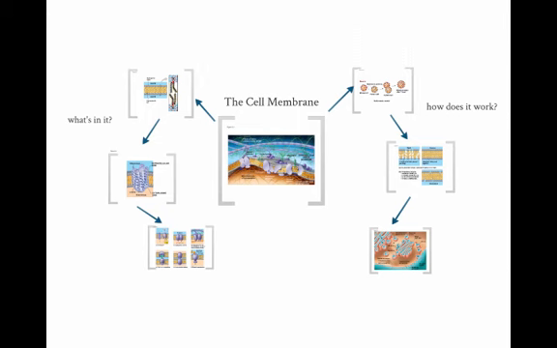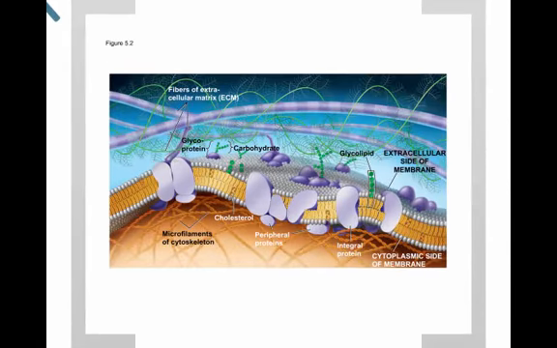So in this video, we're going to discuss some components of the cell membrane and how they work. So this is a diagram showing the cell membrane. None of these components should be surprising to you. You can see this is the inside of the cell where the cytoskeleton is, and out here is the outside of the cell with the extracellular matrix.